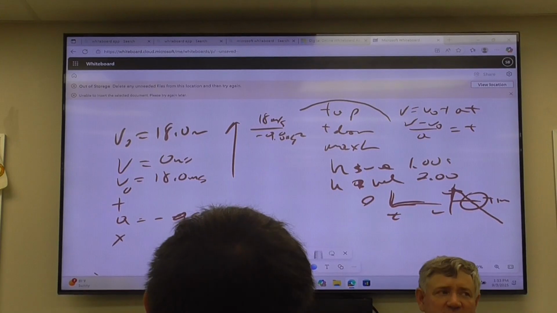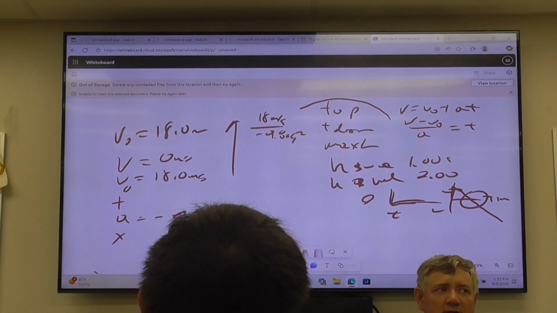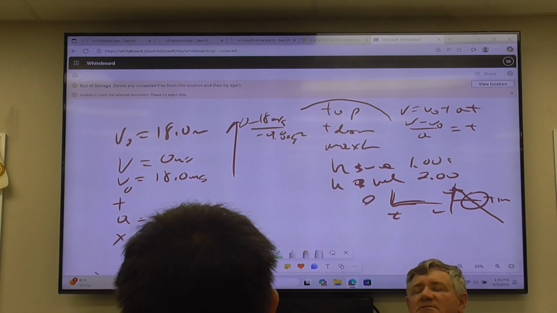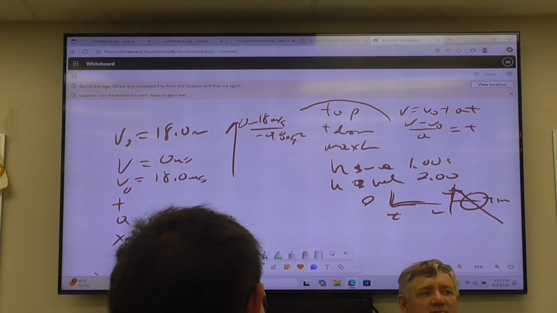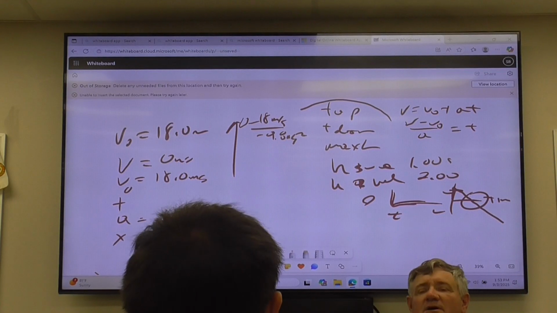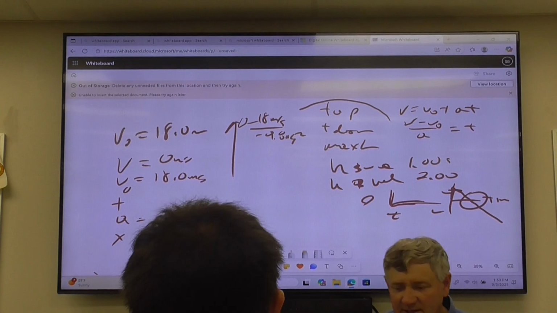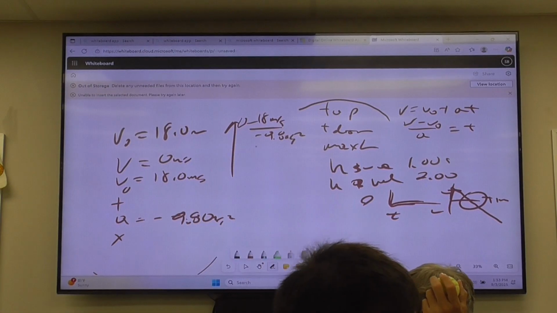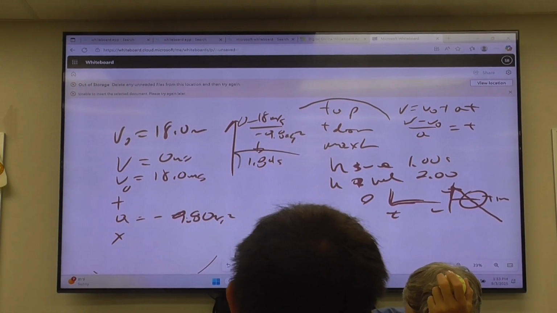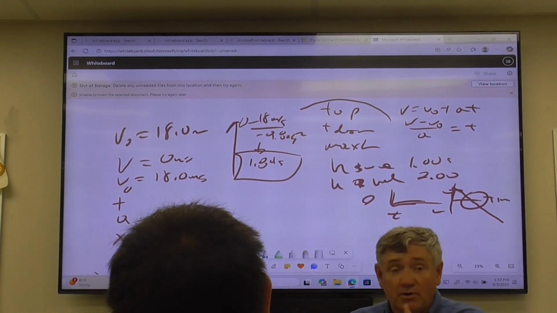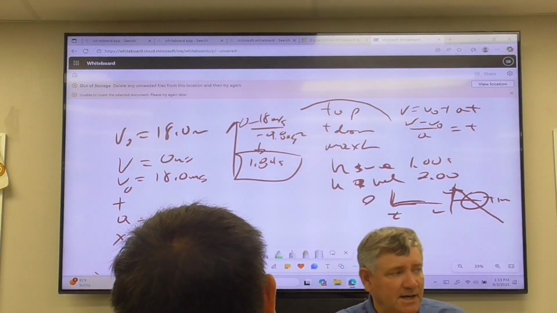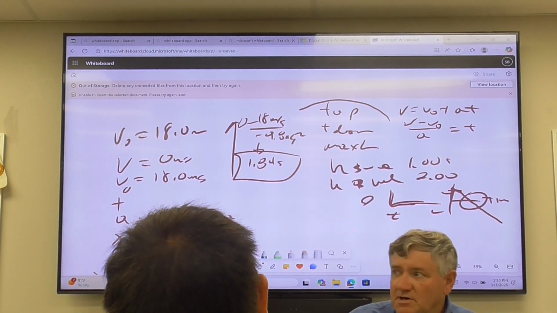What's your final velocity? 0. Now, if I take 0 minus 18, guess what? Now it's all good. Because now I have a negative divided by a negative. So somebody take 18 and divide it by negative 9.8. 1.837. So call it 1.84 seconds. If it's symmetrical, which in this case it is, what do you know about the time up and the time down? They're going to be the same.